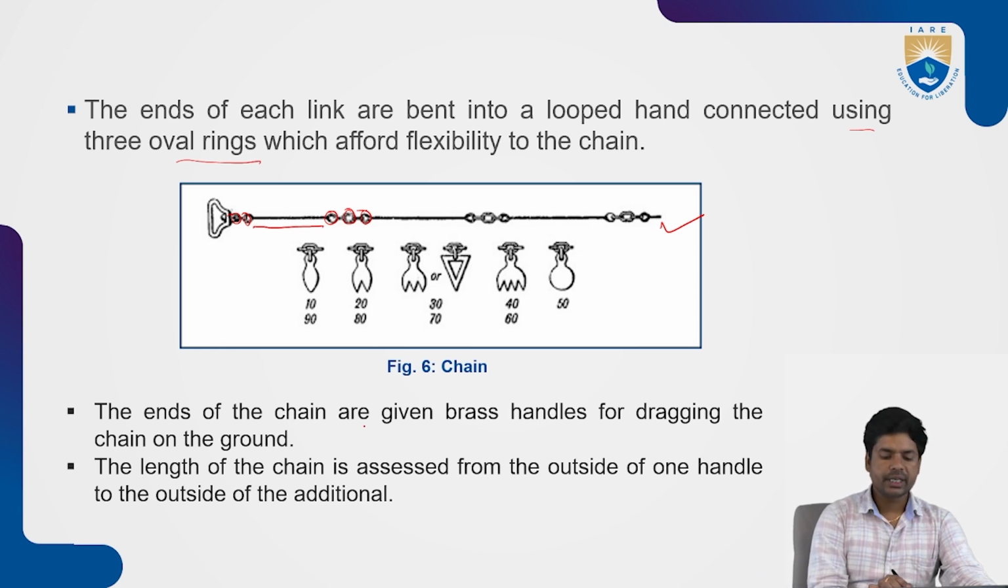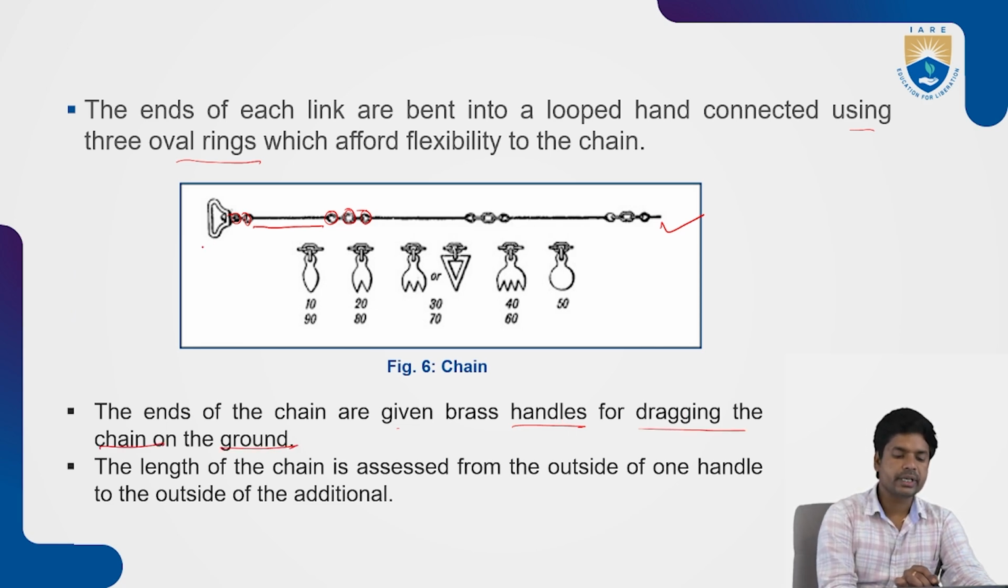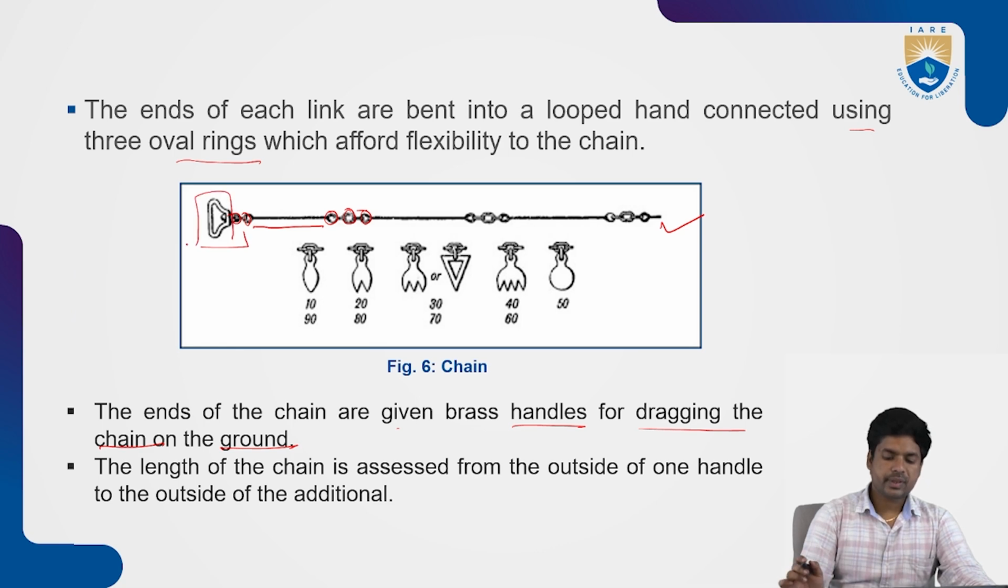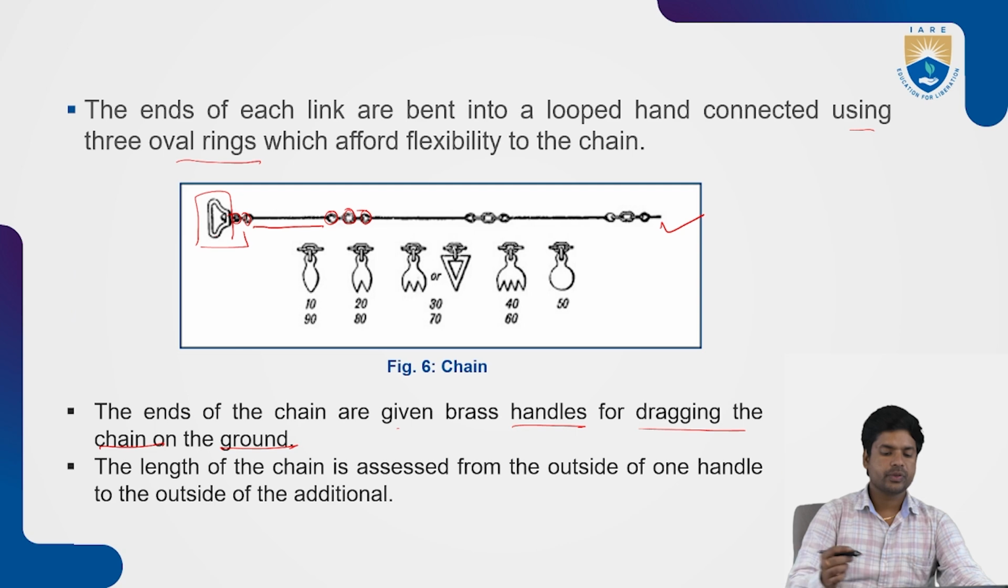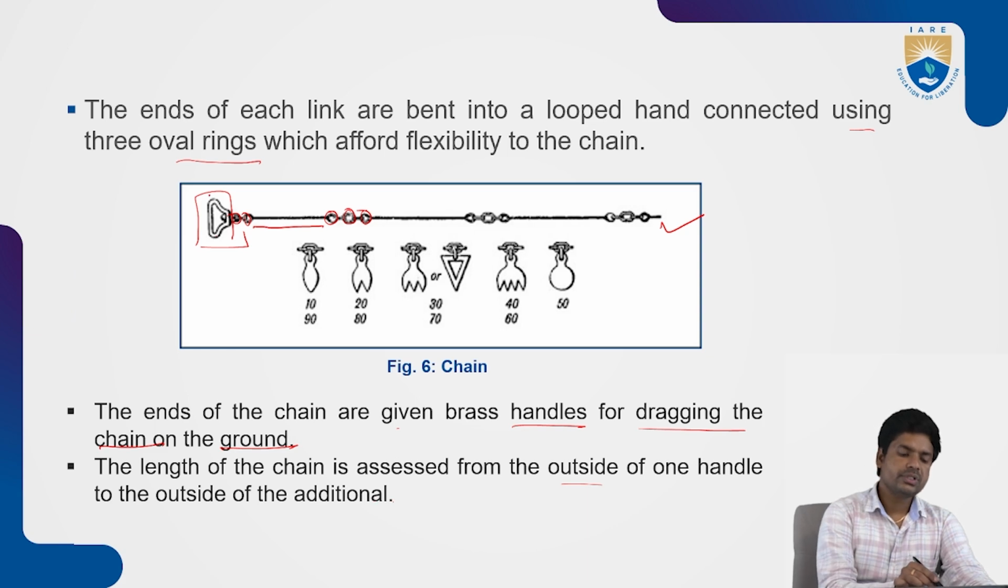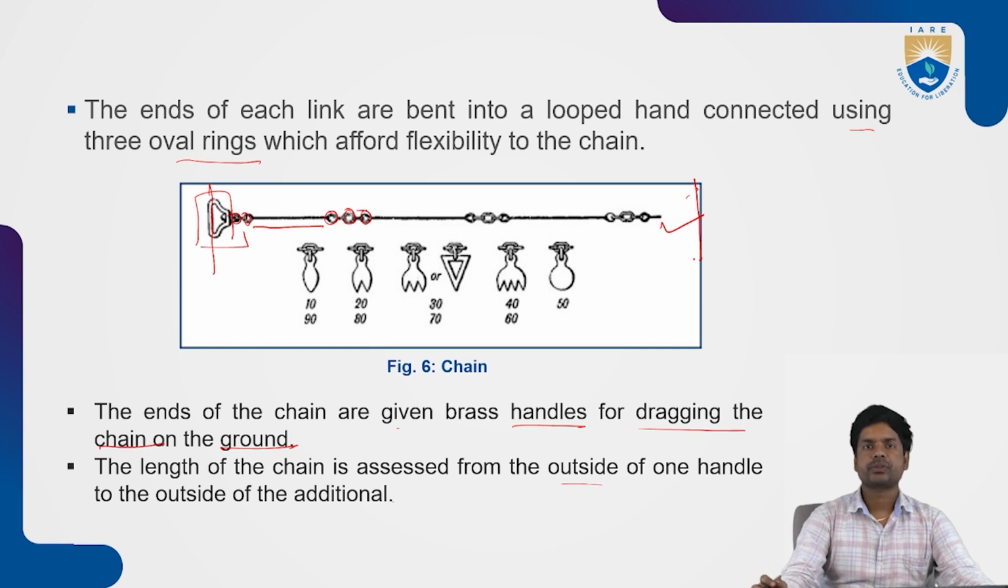The ends of the chain are given brass handles for dragging the chain on the ground. If you take the left end of the chain, this is one of the brass handles. By using this brass handle, we drag the chain on the ground for measuring or for placing the chain properly aligned. And next, the length of the chain is measured from the outside of the handle to the outside of the other handle. That is the length of the chain.